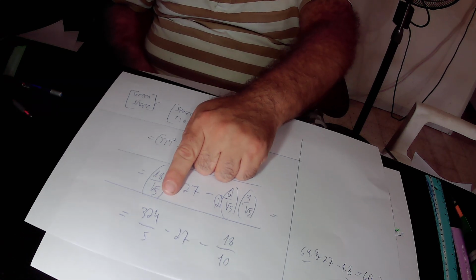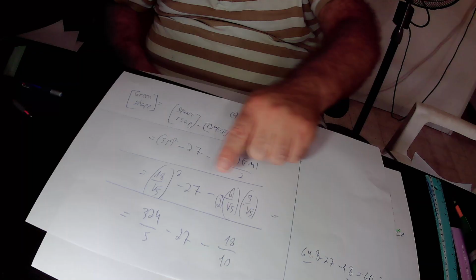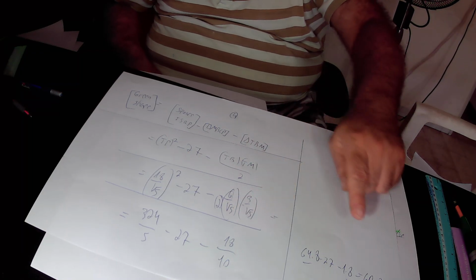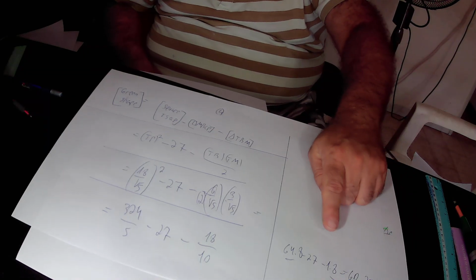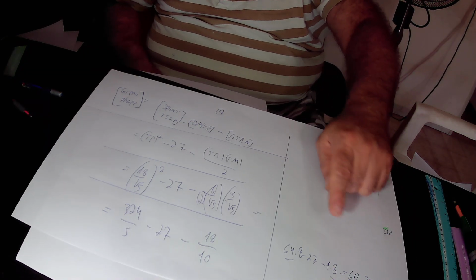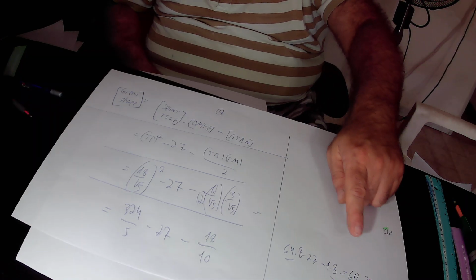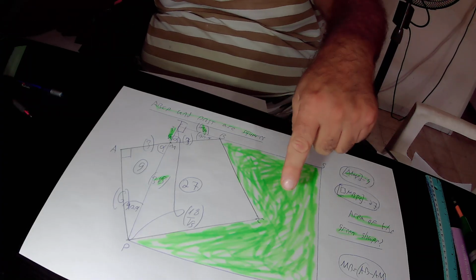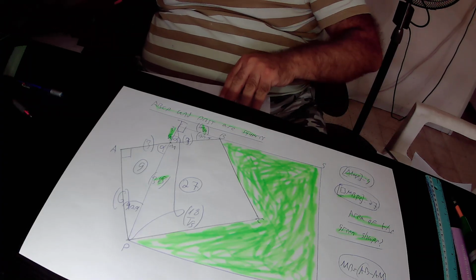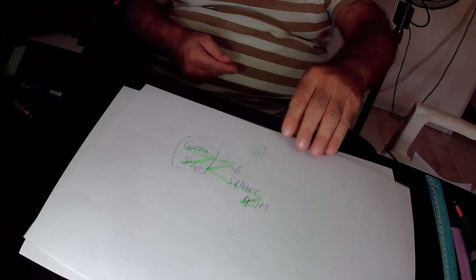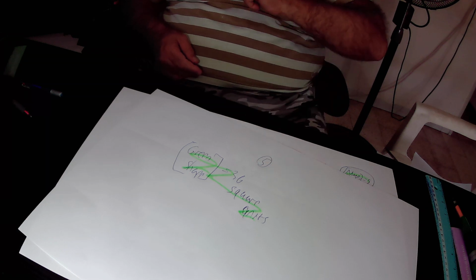324 over 5 is 64.8 minus 27, and minus 18 over 10 is minus 1.8. 64.8 minus 1.8 is 63, minus 27. 63 minus 27 is 36. So in total, the area that we are looking for in this question, that is the area of this green shape, is equal to 36 square units in size. Repeat again, the area of this green shape equals 36 square units.